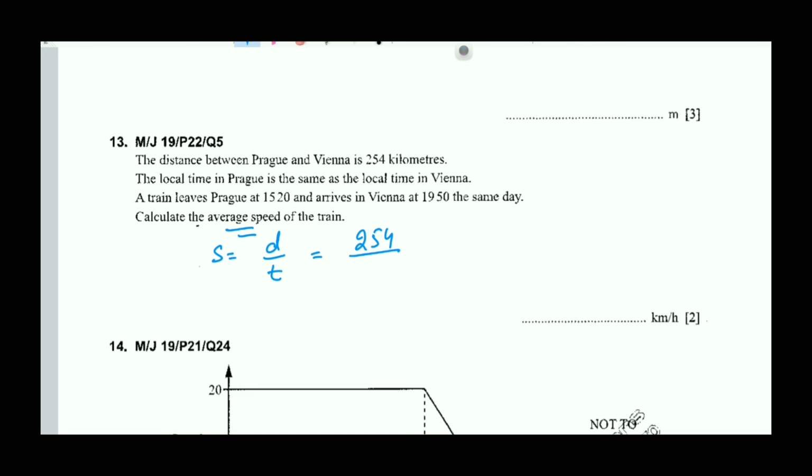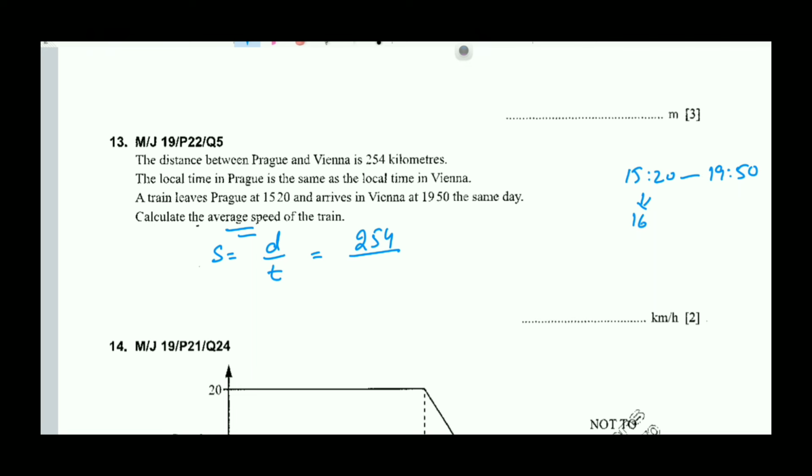Time is 40 plus, okay, 15:20 to 19:50. So first of all we have to find time. 15:20 to 16:40 minutes.